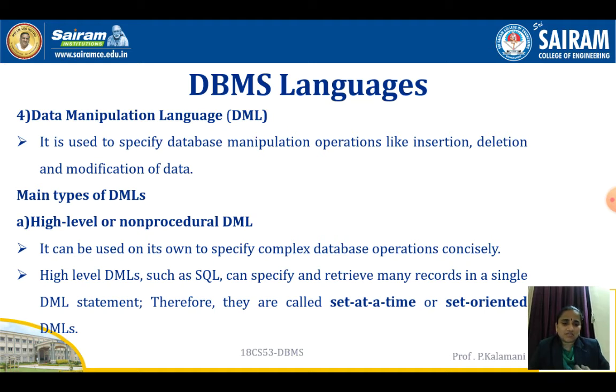So using a query, we can extract the data. Using that query statement, we can extract a set of data, a set of rows at a time. So it is called a set-at-a-time DML. For example, we give select star from student, which means we can extract a set of rows at a time. So that's why it is called a set-at-a-time DML.